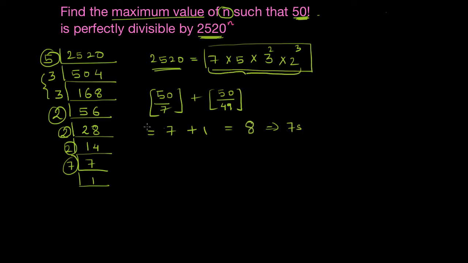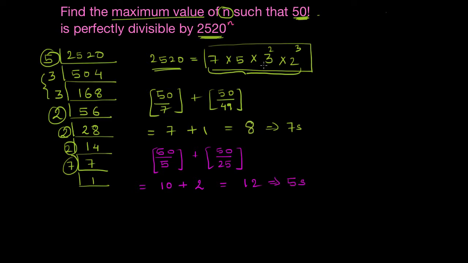Now let us start with 5. So again 50 divided by 5, greatest integer, plus 50 divided by 5 square, that is 25, greatest integer. I cannot go beyond because 5 cube is 125, and 50 divided by 125 will give me 0 as my greatest integer. So this value will be equal to 10. The greatest integer of an integer is the integer itself. So 10 plus 50 divided by 25 is 2. So the greatest integer will be 2 itself. So the number of 5s is 12.